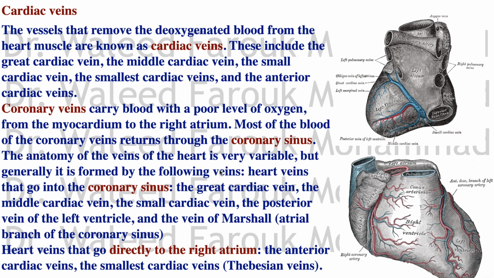The anatomy of the veins of the heart is variable. It usually comprises the following veins that drain into the coronary sinus: the great cardiac vein, the middle cardiac vein, the small cardiac vein, the posterior vein of the left ventricle, and the vein of Marshall, which is the atrial branch of the coronary sinus. Some heart veins go directly to the right atrium. The anterior cardiac veins and the smallest cardiac veins, called Thebesian veins, drain into each chamber of the heart.